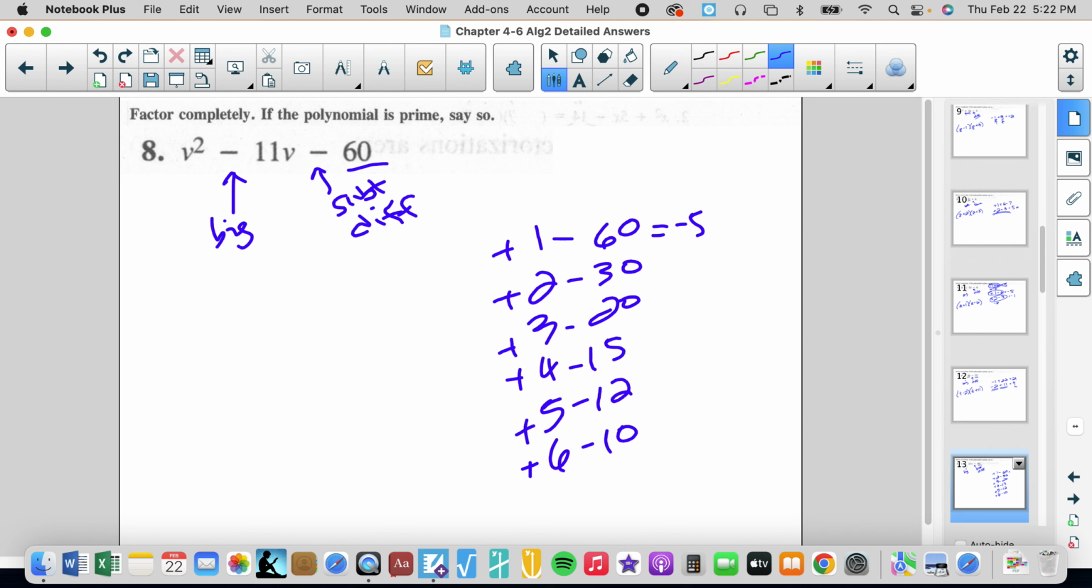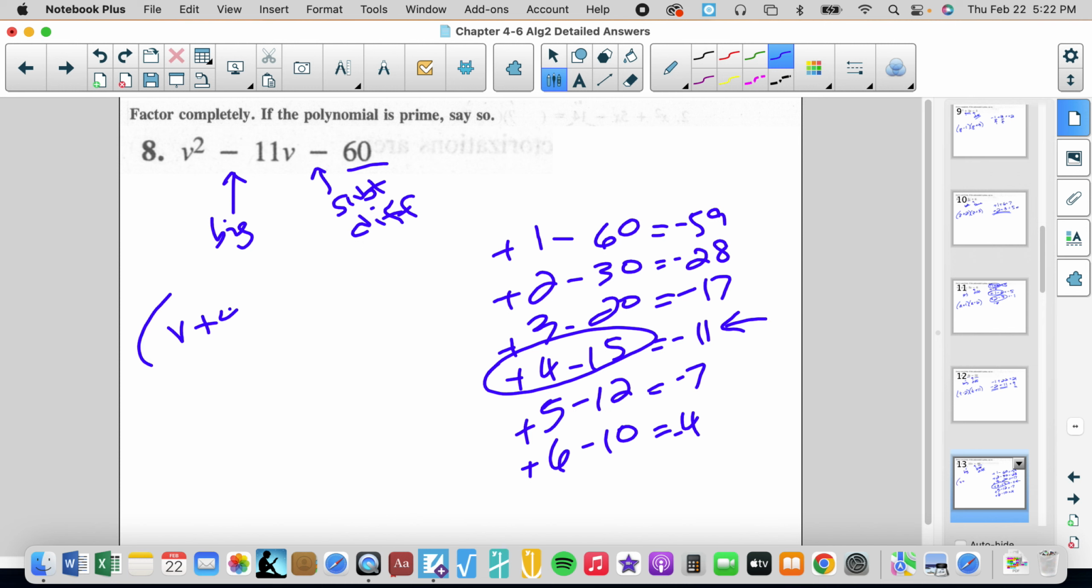That's going to give me negative 59. This is negative 28, negative 17, negative 11, negative 7, negative 4. Which one equals my middle? Negative 11. So I'm going to take those two terms, positive 4 and negative 15, and I'm going to say v plus 4, v minus 15.